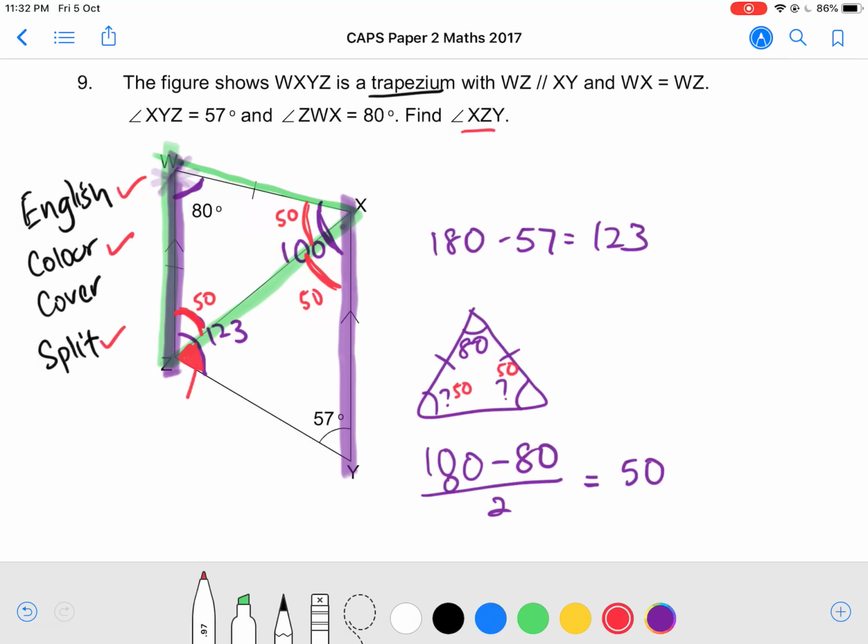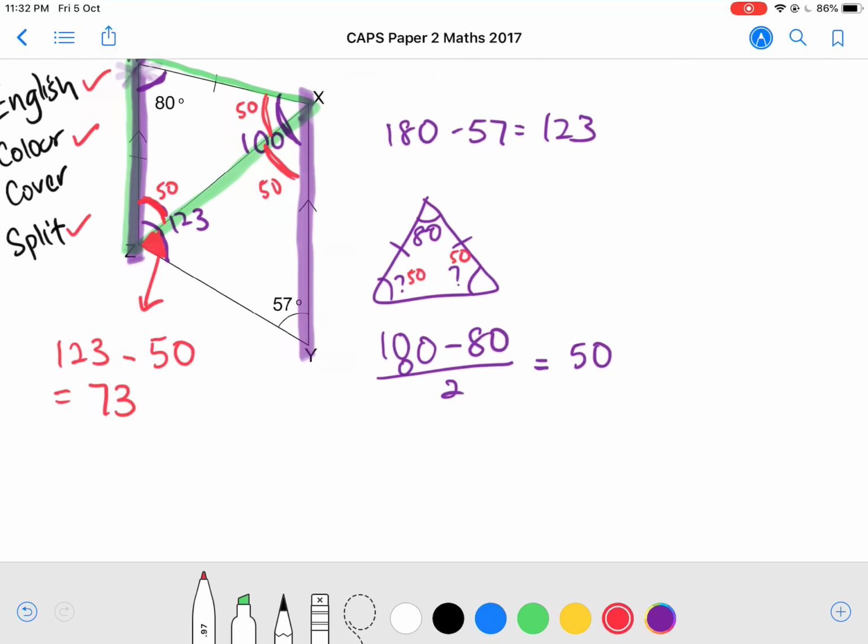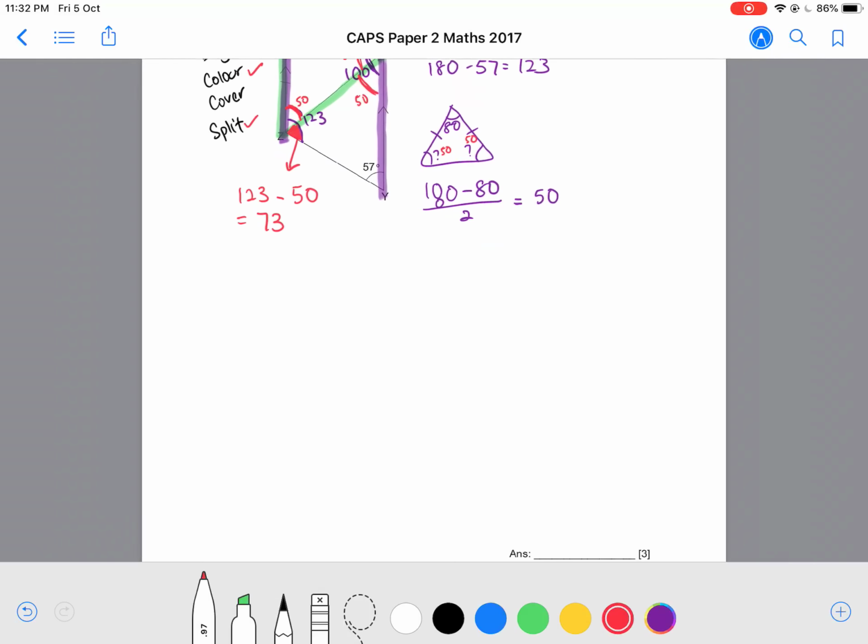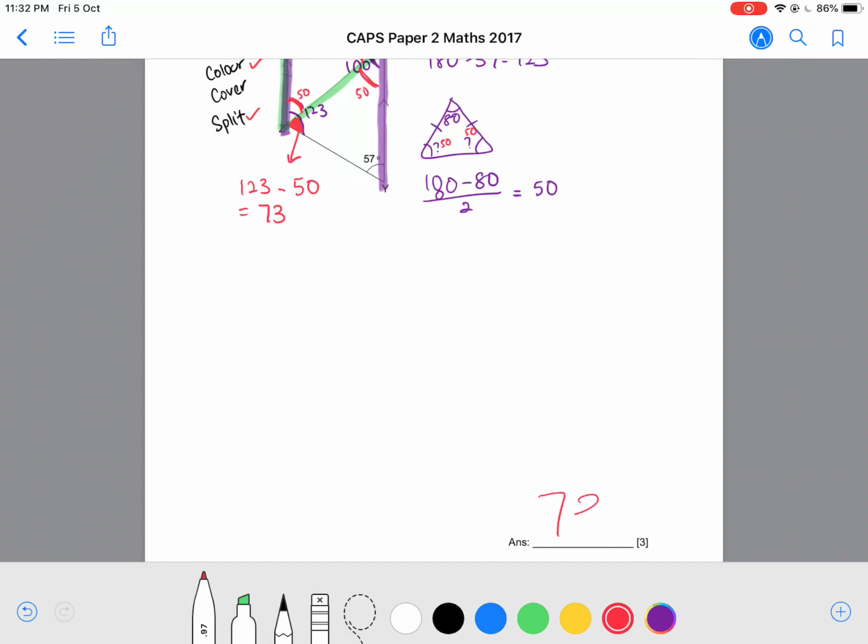Wow, colors helped. So this one in red will be 1, 2, 3 minus 50. It's going to give me the answer 73. And please, for goodness sake, remember your units. If you have not written your units, minus half a mark. It's easy as that.